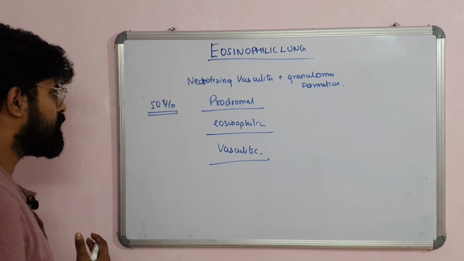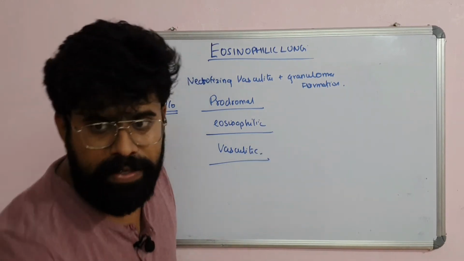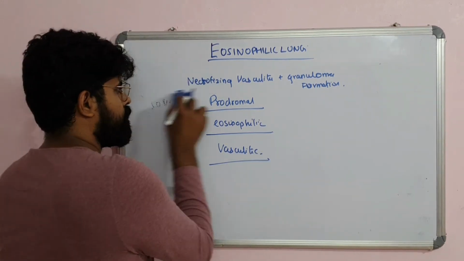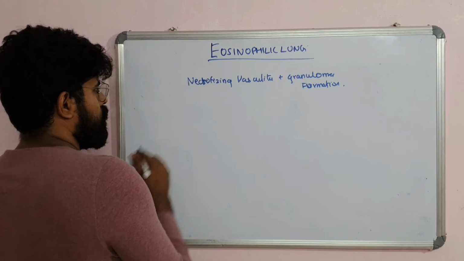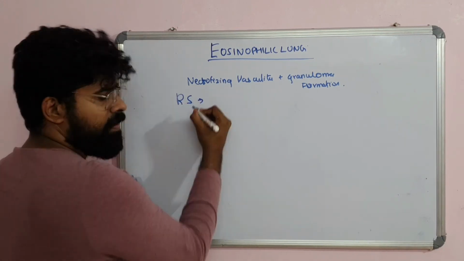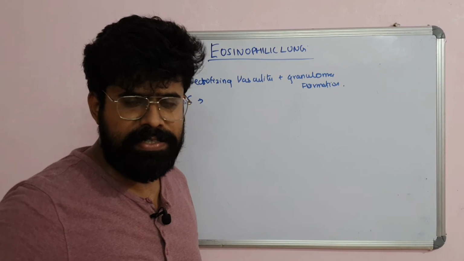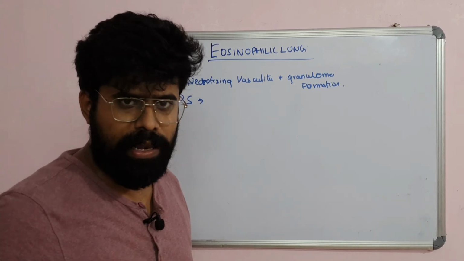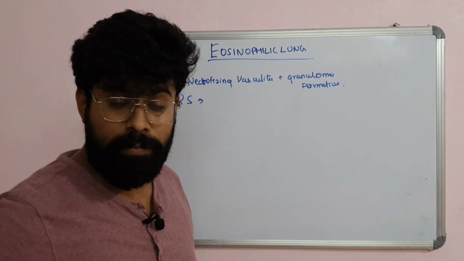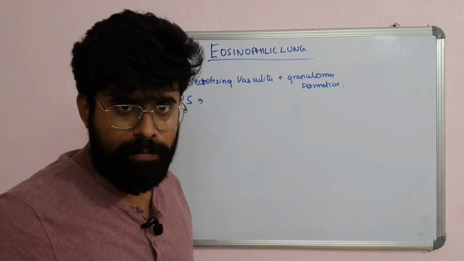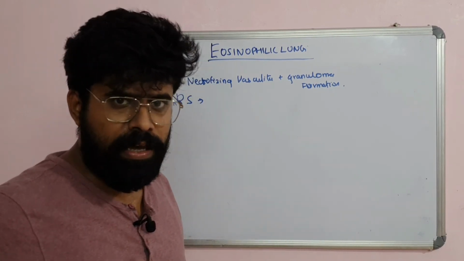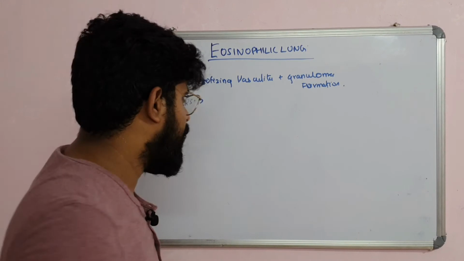So, what are the symptom complexes? What are the organs that can be involved? In the respiratory system, they can cause allergic rhinitis, sinusitis, and bronchial asthma. They can even produce hemoptysis and diffuse alveolar damage. Everything is possible in the respiratory tract.